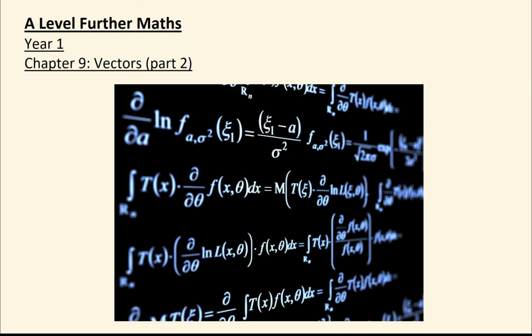Hi, this is going to be part 2, going through A-Level Further Maths, Year 1, Chapter 9 on vectors. So in part 1, we looked at some basic stuff, the dot product and the basic equation of a line.